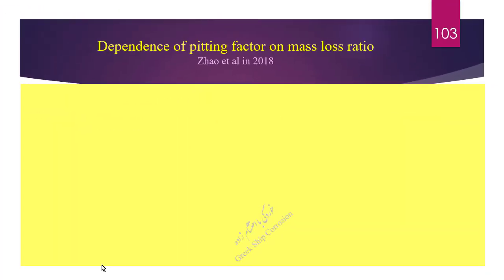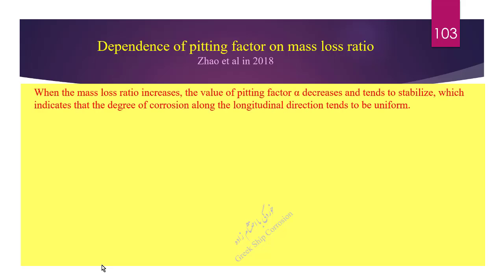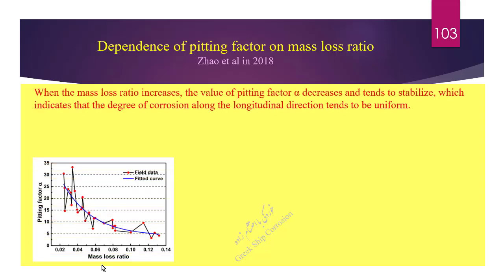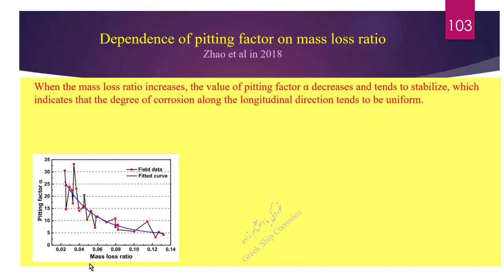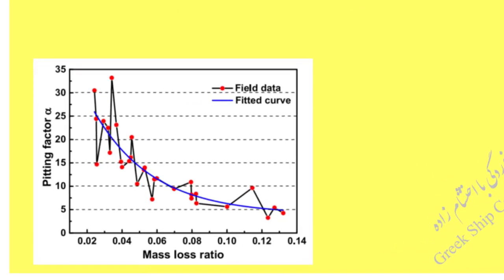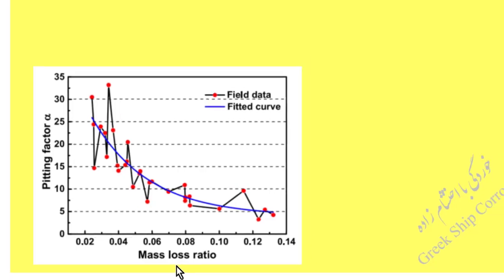Dependence of pitting factor on mass loss ratio. When the mass loss ratio increases, the value of pitting factor alpha decreases and tends to stabilize, which indicates that the degree of corrosion along the longitudinal direction tends to be uniform. In this figure, the vertical axis shows pitting factor alpha and the horizontal axis shows mass loss ratio.